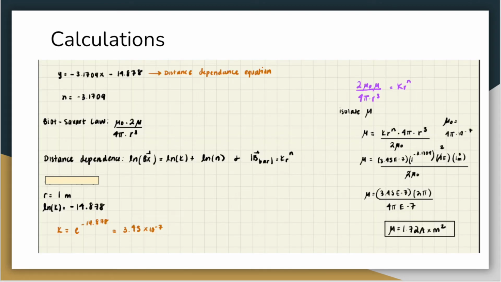We can use our line of best fit from our graph to find n and the value of k. n is going to be negative 3.1709, which is the slope of the equation. We can also set ln k equal to the y-intercept, negative 14.878, and find the value of k, which is 3.45 e to the negative 7. We're going to isolate mu from our equation and plug in the values that we have in order to find the magnetic dipole moment, which is equal to 1.72 amperes times meter squared.